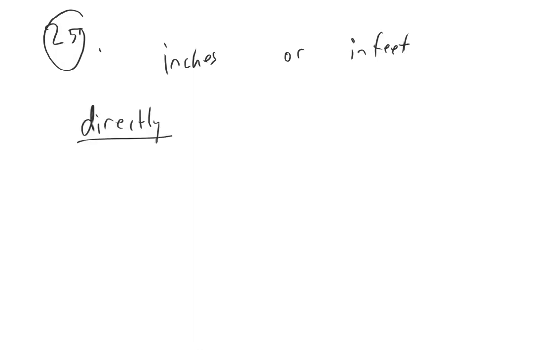Number 25. So determine whether the first variable varies directly or inversely. The length of a car in inches or the length of a car in feet. Do you think that those vary directly? Well, the more feet long your car is, the more inches long it is, right? So that would be directly. Then what do you think would be a relationship between them? Well, directly means that inches equals a constant times the feet, right? So that would be your answer to that problem.